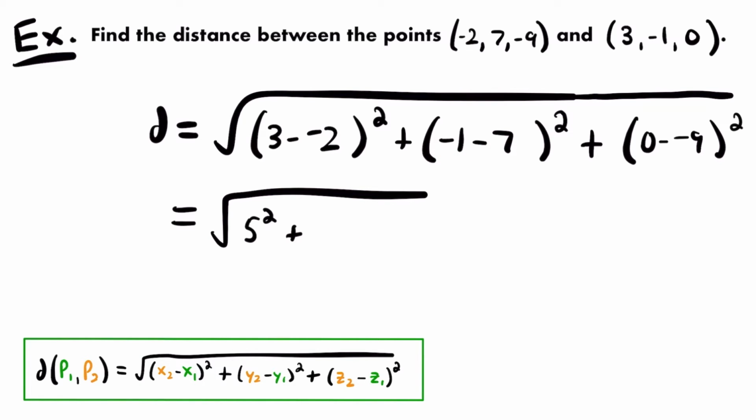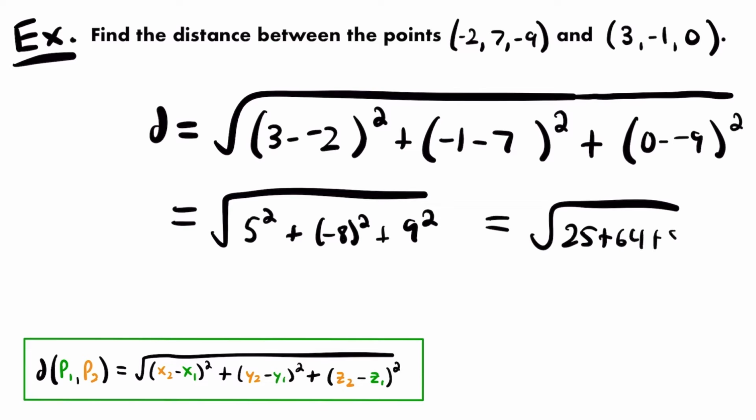-1 minus 7 is -8, so we have -8 squared, and then we're adding that to 0 minus -9 squared. 0 minus -9 is the same as 0 plus 9, so we have 9 squared. Now if we simplify further, this is equal to the square root of 25 plus 64 plus 81, right? 5 squared is 25, -8 squared is 64, and 9 squared is 81. 25 plus 64 plus 81 is 170, and so this is equal to the square root of 170.